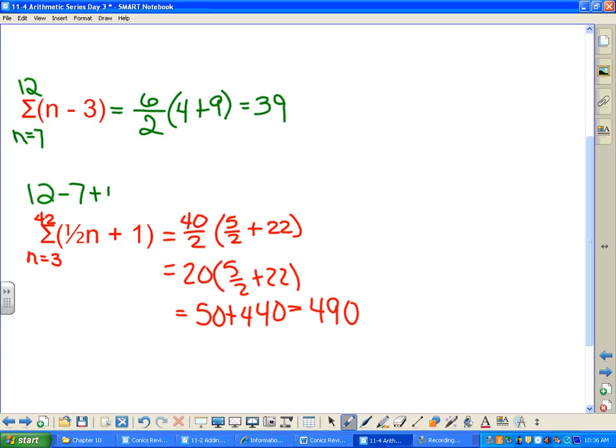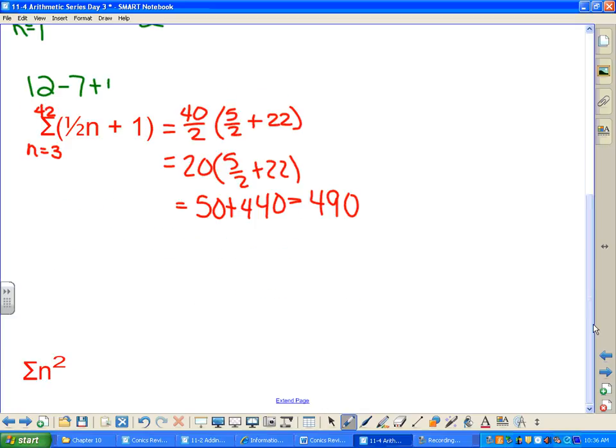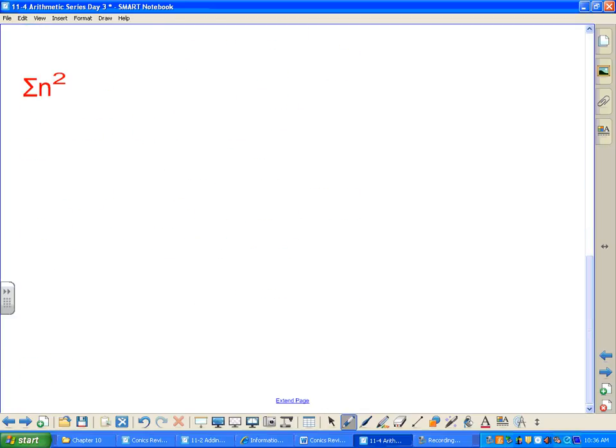All right, I think I have one more to look at here. And this one I want to do n is equal to 2 up to 5 of n squared.